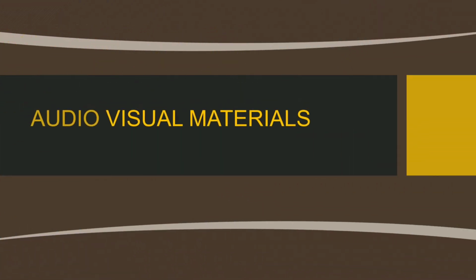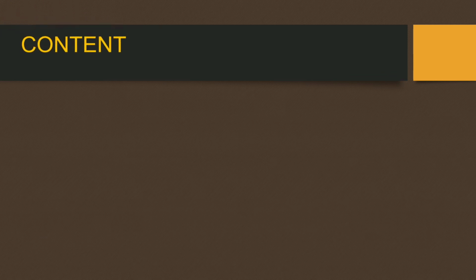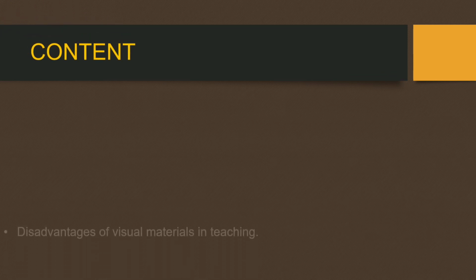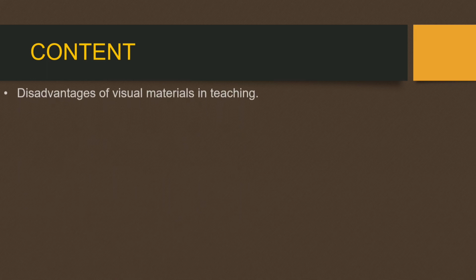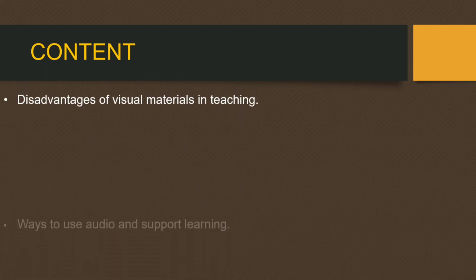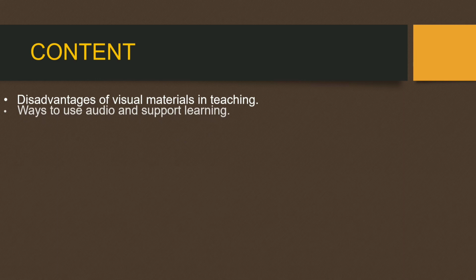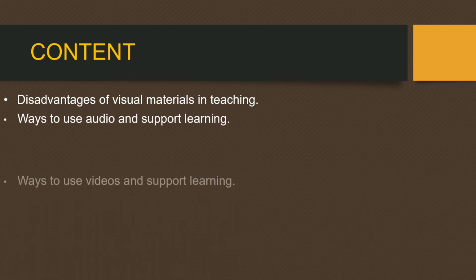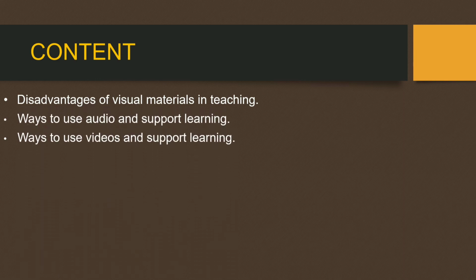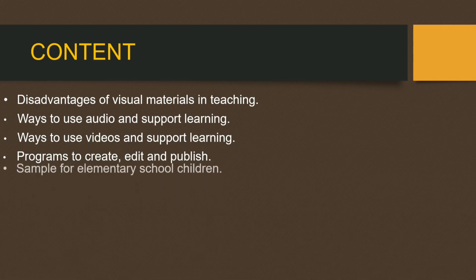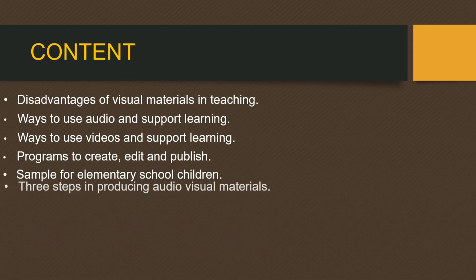So, we will now discuss audio-visual materials. These are the contents. First, disadvantages of visual materials in teaching. Second, ways to use audio to support learning. Third, ways to use videos to support learning. Fourth, programs to create, edit, and publish. Fifth, samples for elementary school children. And lastly, three steps in producing audio.